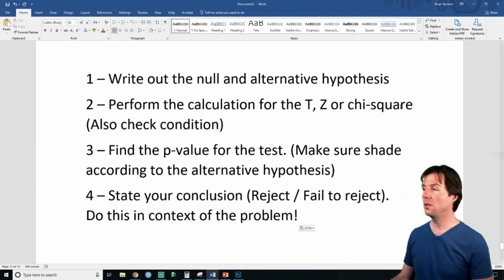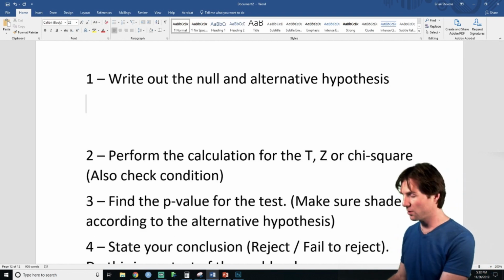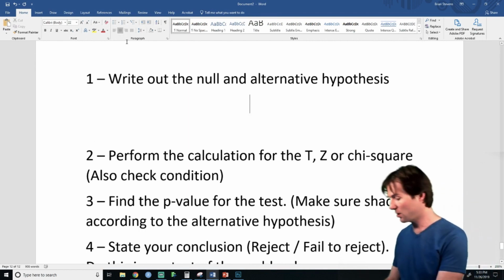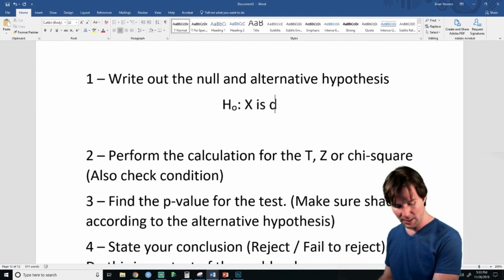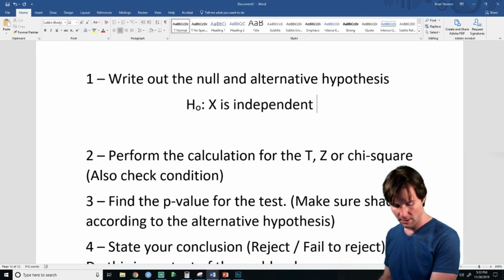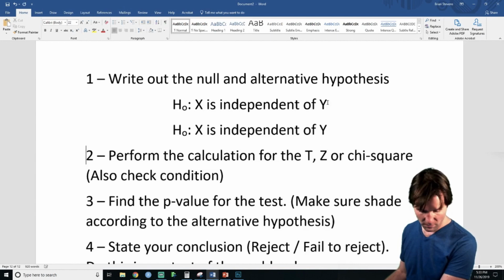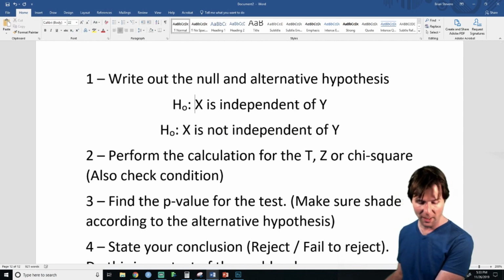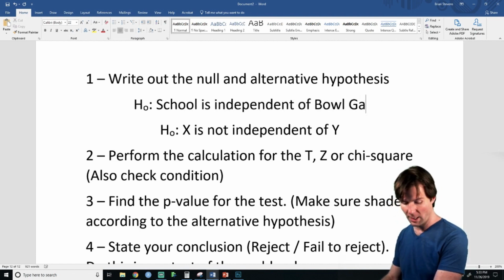We need to write out the null and the alternative. When you do these nulls and alternatives, you will not use statistical notation. For once, I hear people cheering already. You will simply write x is independent of y, and for the alternative, x is not independent of y. Now don't just write this right here because you have to tell me what x is. School is independent of bowl game prediction.